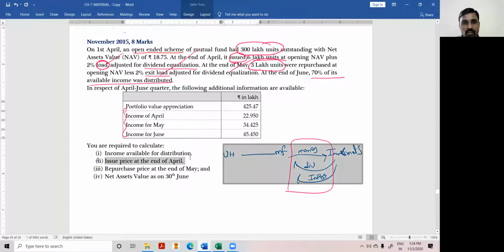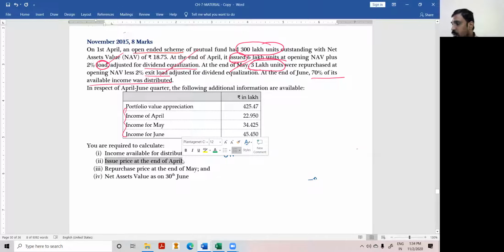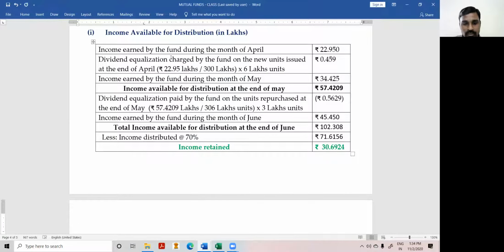Issue price at the end of April. Very clear, they have already given this point. At what price are they issuing? At the end of April, it issued 6 lakhs units at opening NAV plus 2% load adjusted for dividend equalization. Entry load we have to add, and dividend equalization should also be added. So it is issued at opening NAV, and opening NAV means April NAV, 18.75. Look at this concept.